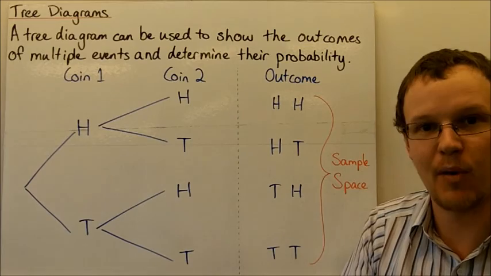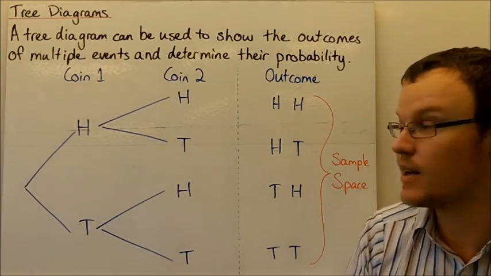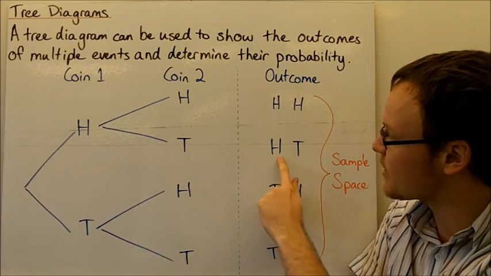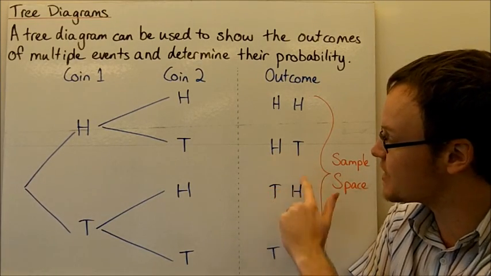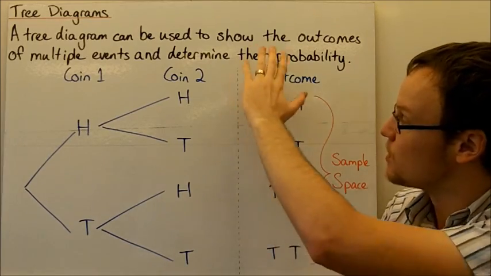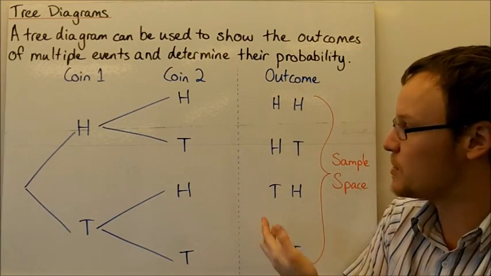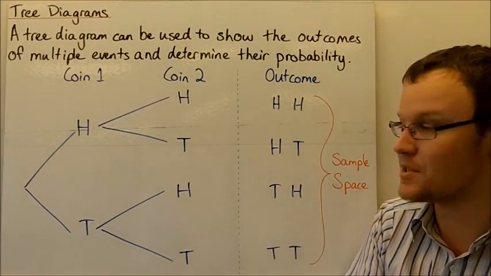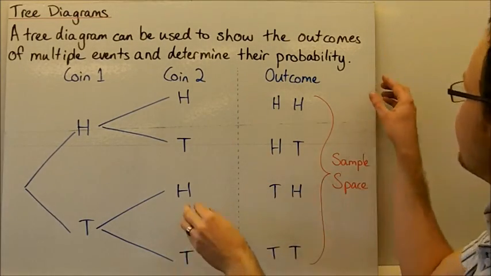If we wanted to know the probability of flipping one head and one tail in no particular order, we can see there are 1 head and 1 tail in both of these outcomes here. So that's 2 outcomes out of a possible 4 outcomes. So the probability is 2 out of 4, or 1/2. The probability is 1/2 that would occur.